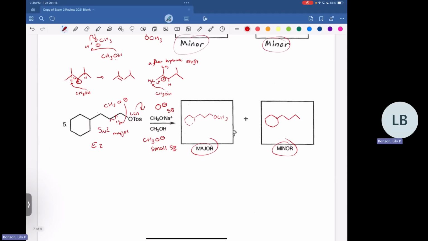Not in this case. So this is just going to be E2. Since we don't form a carbocation, we don't have to do any hydride or methyl shifts. This happens in one step. So the leaving group leaves and the base attacks at the same time.